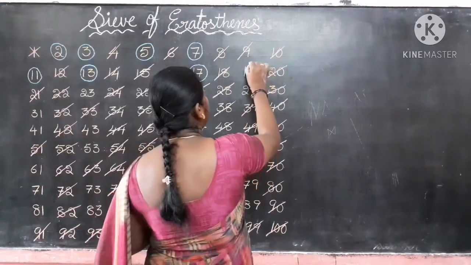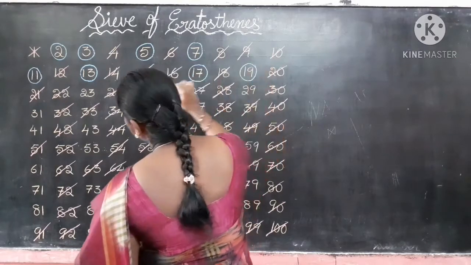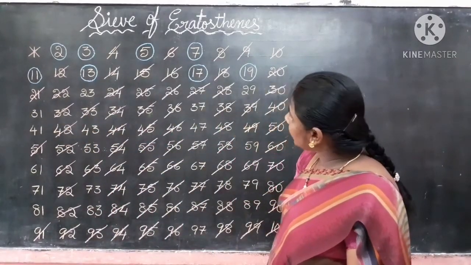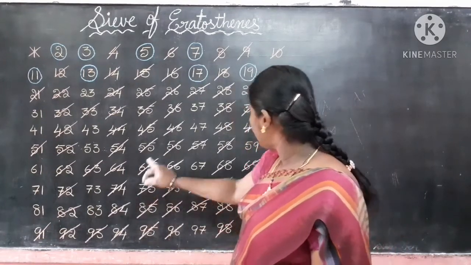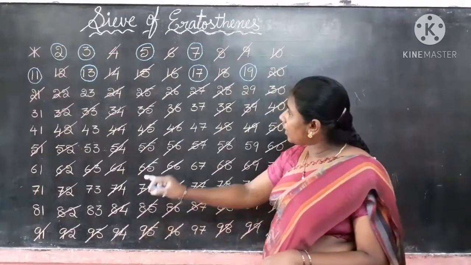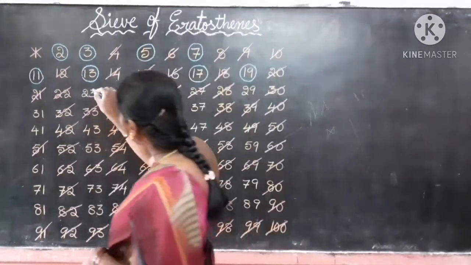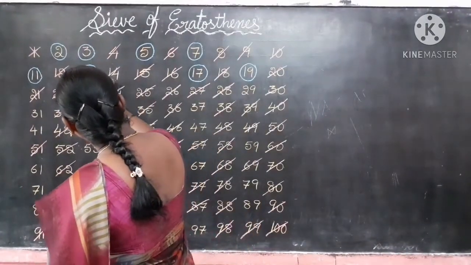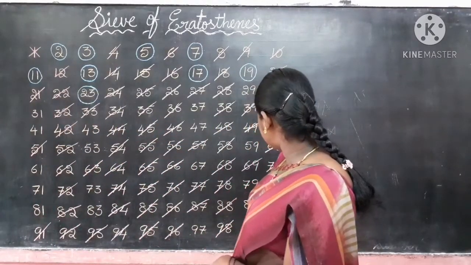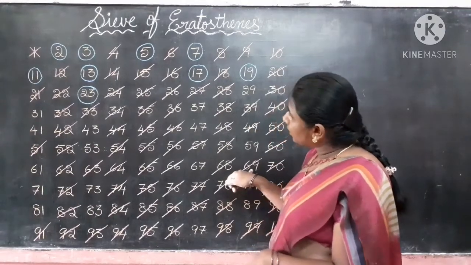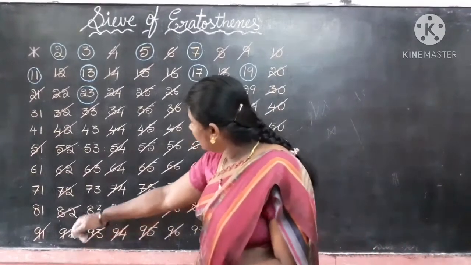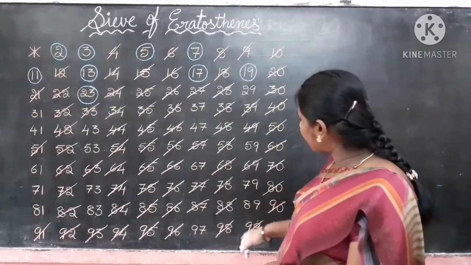Next we have to check 19. What numbers will come in the 19 table? 19 1s are 19, 19 2s are 38, 19 3s are 57. Completed. 19 4s are 76, 19 5s are 95. Completed. Next one, 23 table. 23 1s are 23, 23 2s are 46, 23 3s are 69. Completed. 23 4s are 92. Completed. Next, 23 5s will come more than 100, so we will not.